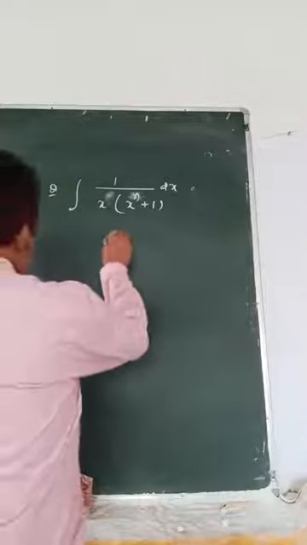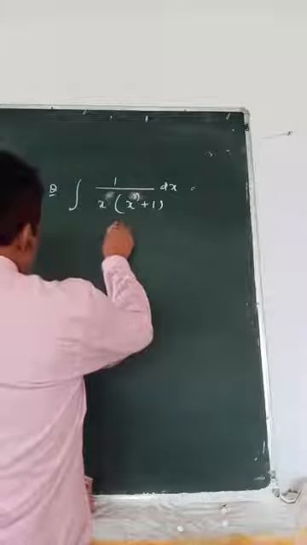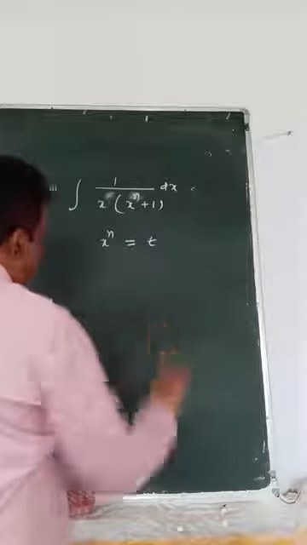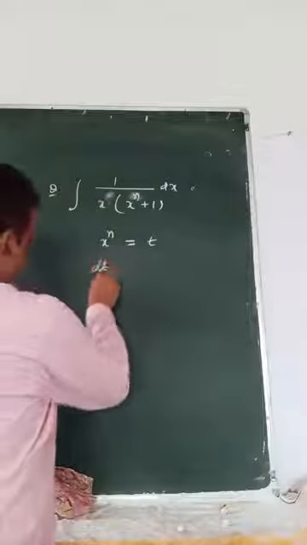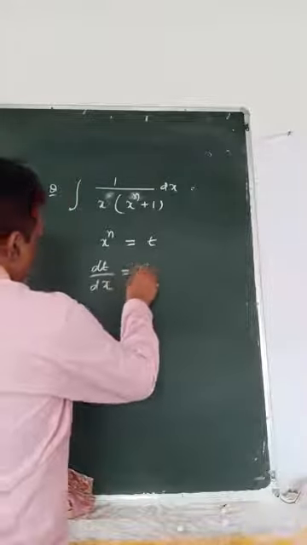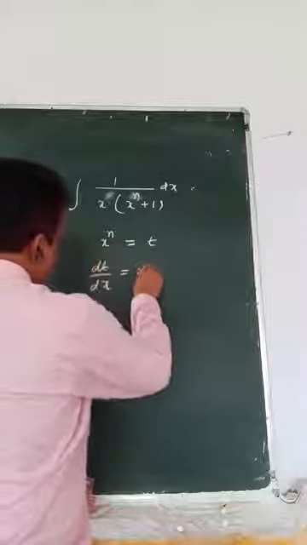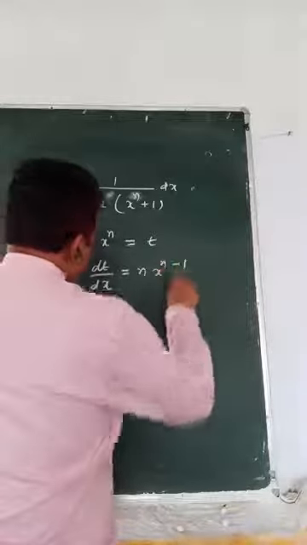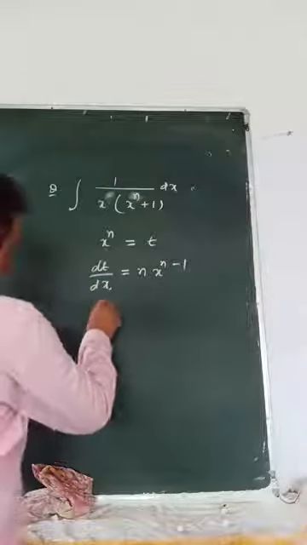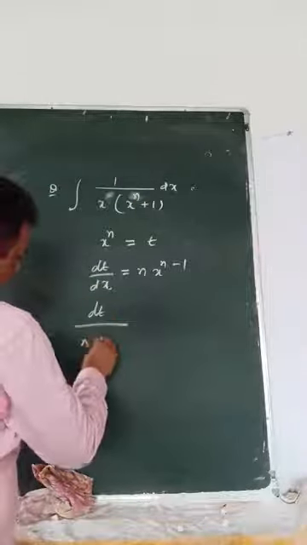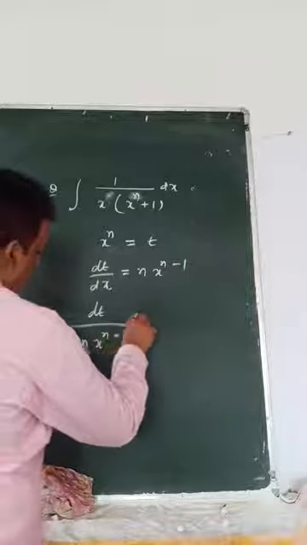X to the power n only, suppose t, that is also possible. You can take x to the power n as t. So what is dt by dx? Now the derivative of this is n x to the power n minus 1. Find out dx from here. So dt by n x to the power n minus 1 equals dx.